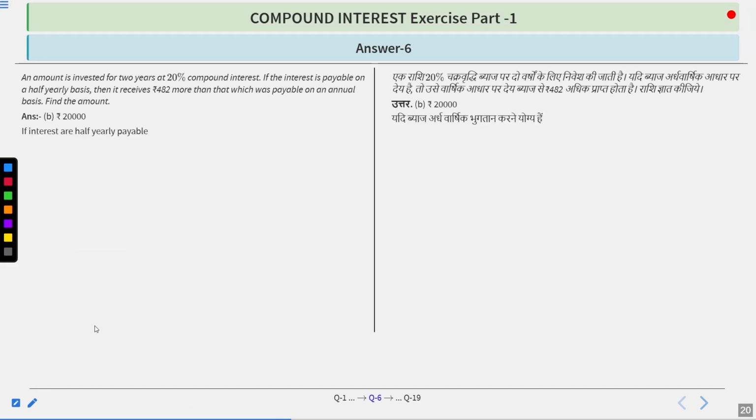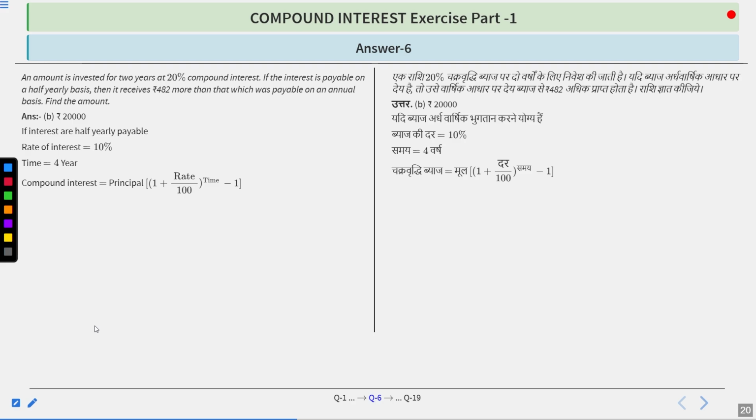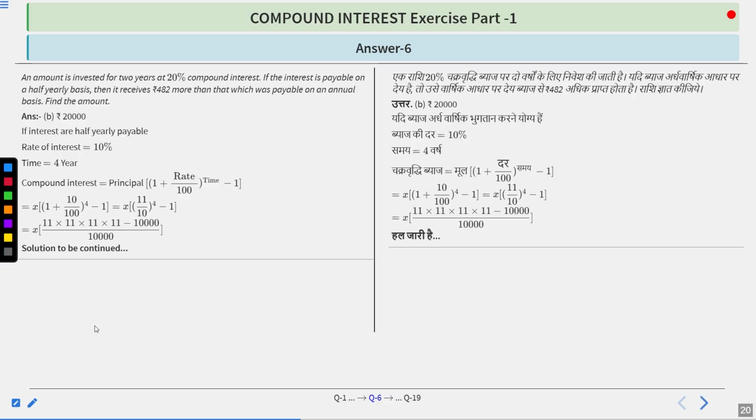If the interest is payable half yearly, then the rate of interest becomes half, that is 10%, and the time becomes 4 years. Compound interest then is equal to principal into 1 plus rate upon 100 raised to power time, minus 1. That is X into 1 plus 10 upon 100, and the time has become 4, so power 4 minus 1. That is X into 11 upon 10 whole power 4 minus 1. So X into 11 into 11 into 11 into 11 minus 10,000, upon 10,000.